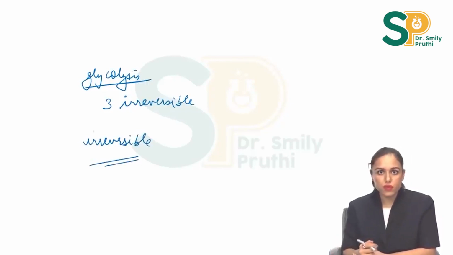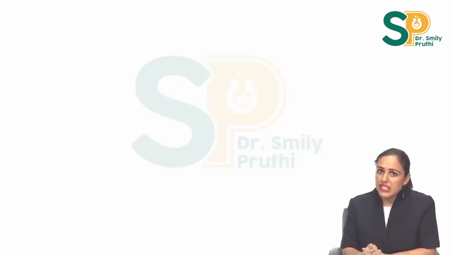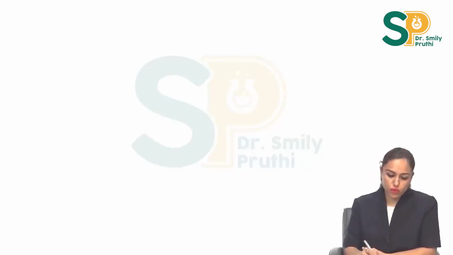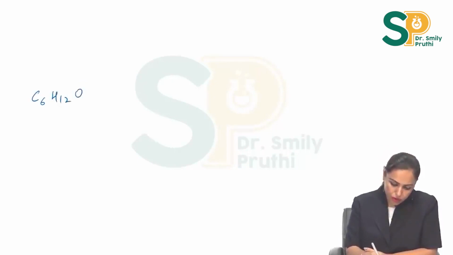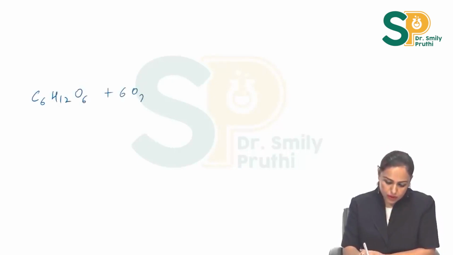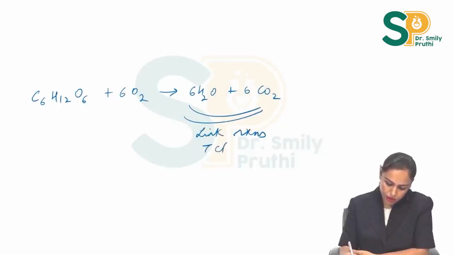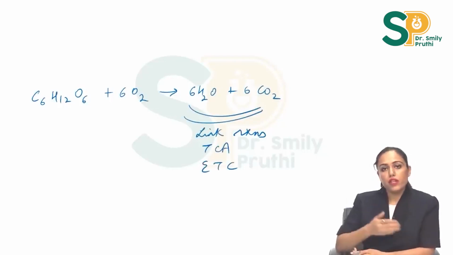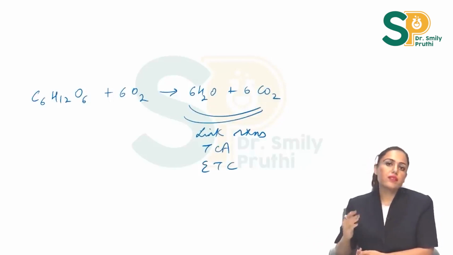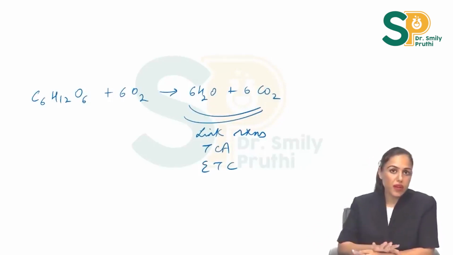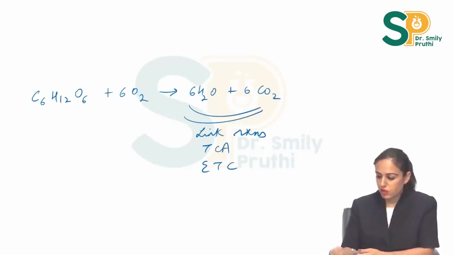So glycolysis is irreversible. Next, tell me, is glycolysis complete breakdown of glucose? No, glycolysis is not complete breakdown of glucose. Complete breakdown of glucose is C6H12O6 plus 6 O2 giving 6 H2O and 6 CO2. These water and carbon dioxide are released in link reaction, TCA, ETC. So when link reaction, TCA, ETC also occur, then it is complete breakdown of glucose, when all 6 carbon dioxide and water are released from glucose, right? So glycolysis is not complete breakdown of glucose.